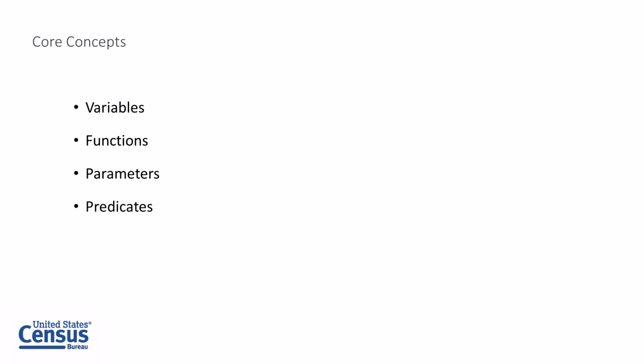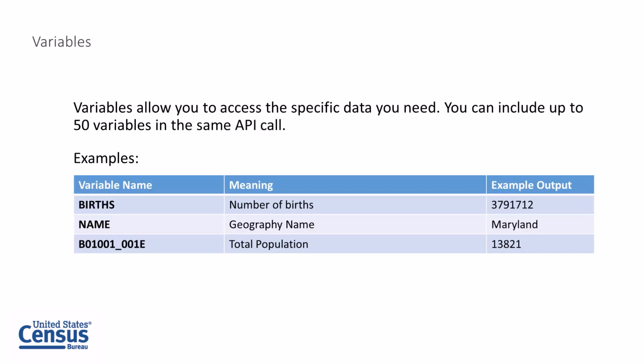Almost every request you make is going to touch on each of these core components: variables, functions, parameters, and predicates. Let's talk a little bit more about each of those. Variables allow you to access the specific data you need, and you can include up to 50 variables in the same API call. As you can see from the examples in this table, some variable names are very intuitive.